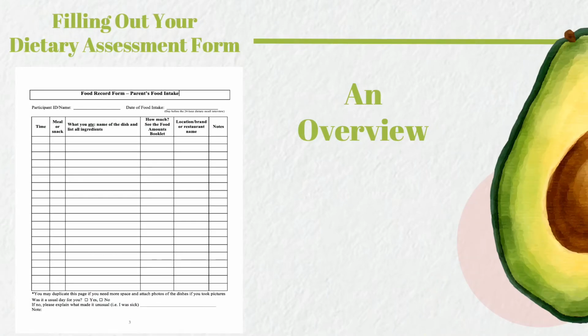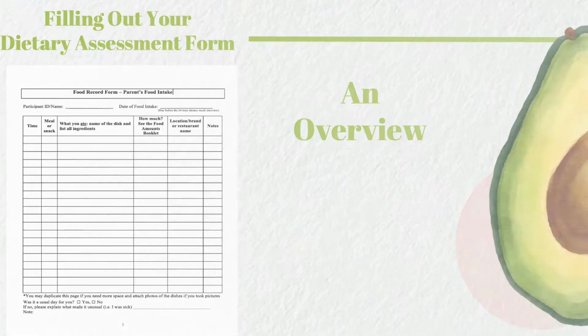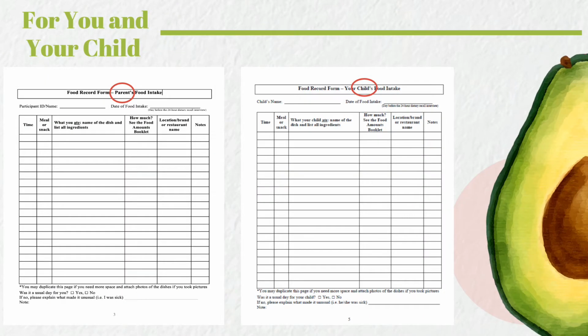You should have already received a copy of your dietary assessment form by mail or by email. If you have not had a chance to look at it, this is an overview of what you will see. There are 6 different columns that we would like you to complete for each item that you have eaten. In the following slides, we will dive deeper into each section. Within the form, there are 2 parts that you need to complete. One is for your intake, and the other is about your child's food intake.